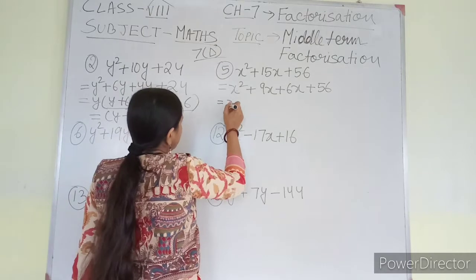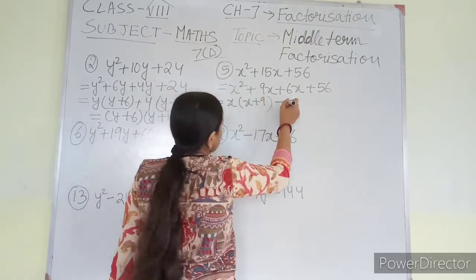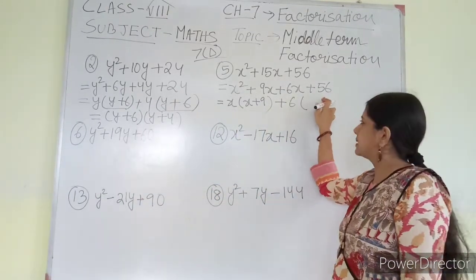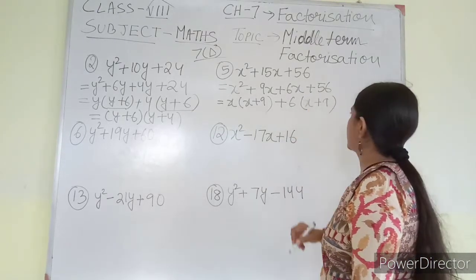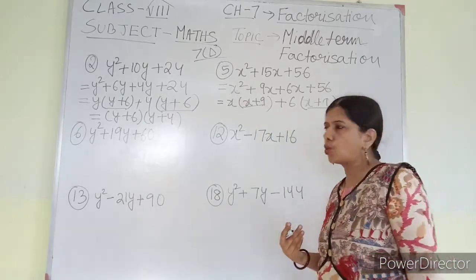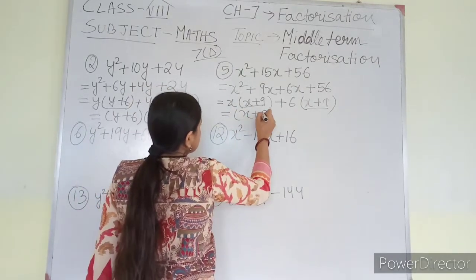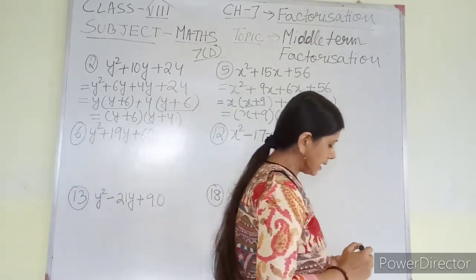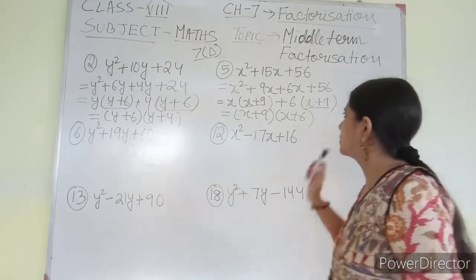Now take common. Here x is common, so x plus 9. Here 6 is common. I have taken 6 common here. Here x is left and here 9 is left. So x plus 9 and x plus 9 are now common. So you are going to get the answer as x plus 9 into x plus 6. So the factors are x plus 9 and x plus 6. These are the factors. Completed.